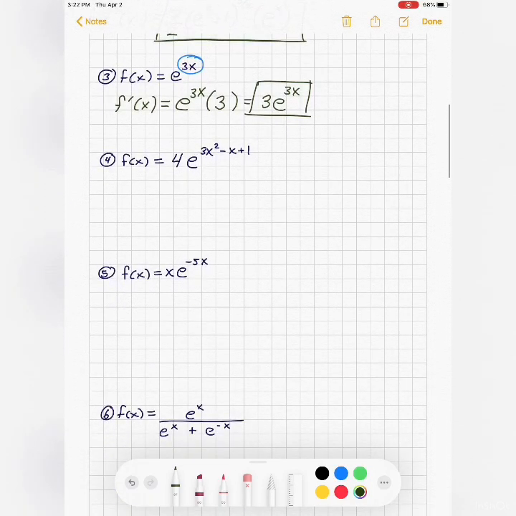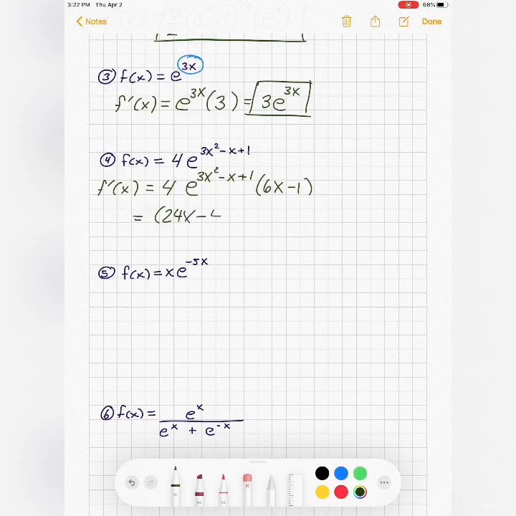Okay, what about number 4? So same idea. My 4 is going to stay in front. I'm using the chain rule. So derivative of the exponential is just the exponential. But then I have to multiply by the derivative of the inner function, which is the exponent. So what is that going to be? That's going to be 6x minus 1. So then I don't know how much simplifying I want to do. Maybe distribute the 4. So 24x minus 4 e to the 3x squared minus x plus 1.